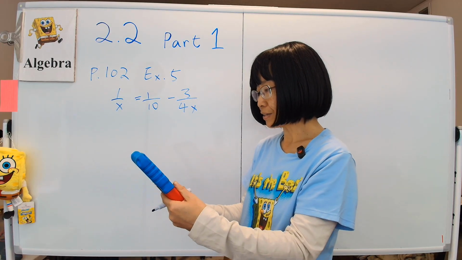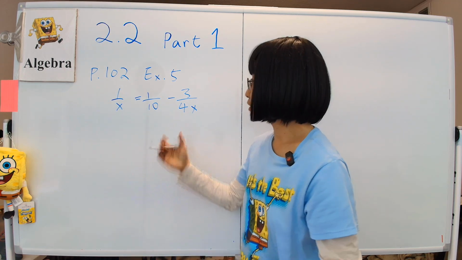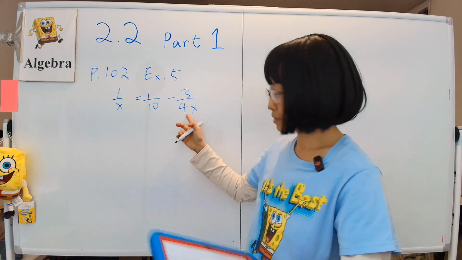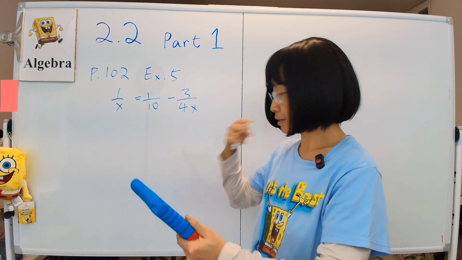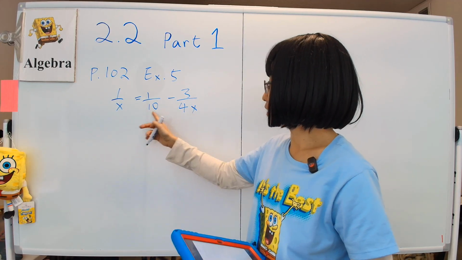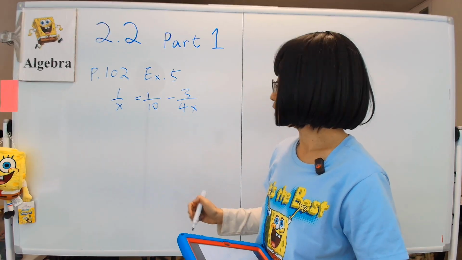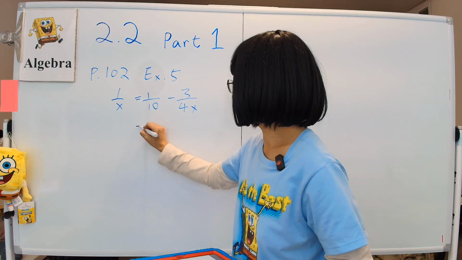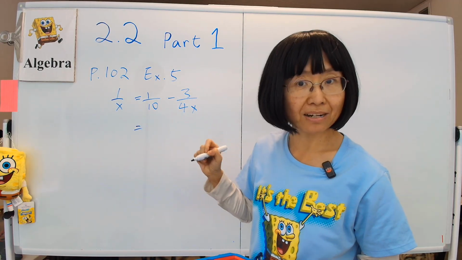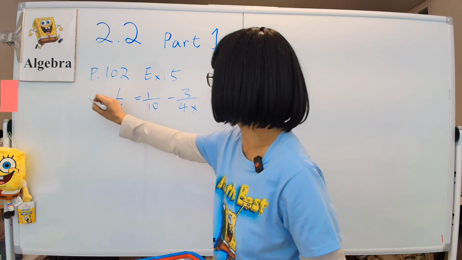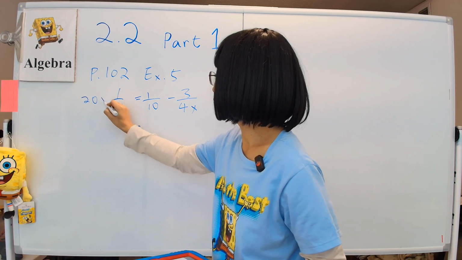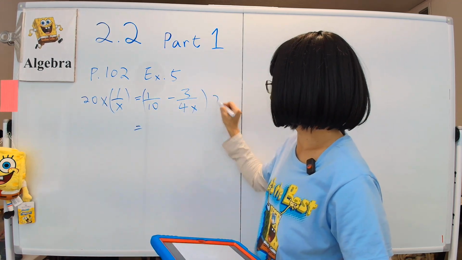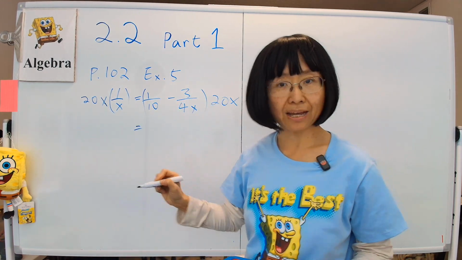Now, how are we going to solve it? We're going to use the method we did earlier. There's a 4x here, and we're going to multiply by the least common multiple of everything: x, 10, and 4x. The least common multiple would be 20x. Let's multiply everything by 20x, and it'll knock every single denominator out. So 20x here, and 20x here, the same thing. We multiply both sides by 20x.